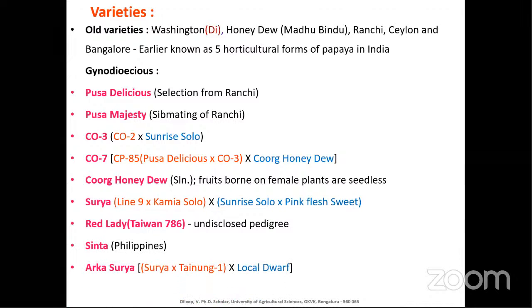Cinta is a Philippines variety. Arka Surya is Sunrise Solo into Tainung 1 and also a local dwarf, and Arka Prabhat. Arka Surya and Arka Prabhat both have the same parentage. Don't be confused: in some of the books the parentage of Arka Prabhat is written wrongly. One book may have written it wrongly and many of them copied that, or they mistakenly wrote it. But this is the real one: both Arka Surya and Arka Prabhat have the same parentage, and among them Arka Prabhat is found more promising.